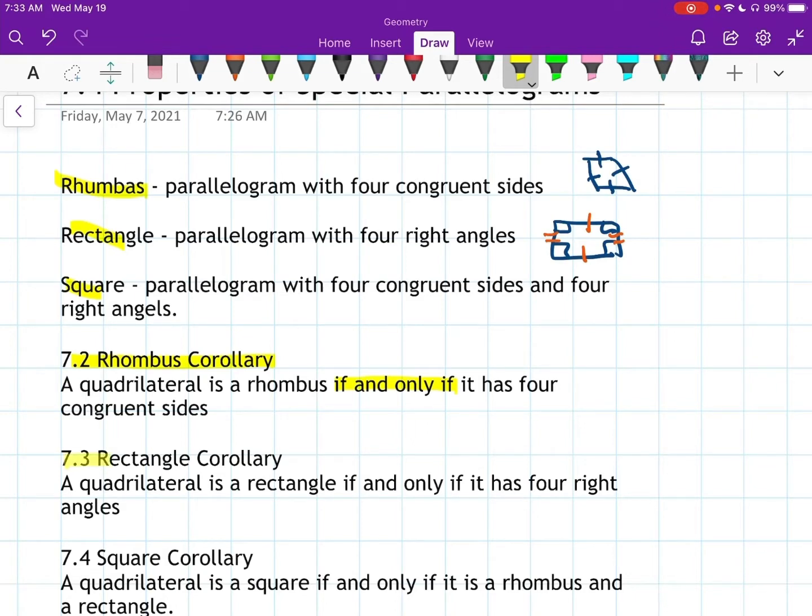Next up, 7.3, the rectangle corollary. A quadrilateral is a rectangle if and only if it has four right angles, right? And again, it has this if and only if. That's a biconditional, so we could read it backwards. We could read if it has four right angles and it's a quadrilateral, which means that it's four sides, then it's a rectangle, right? You can read it backwards and forwards.